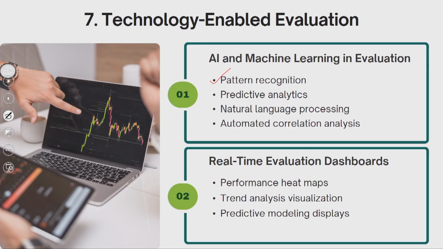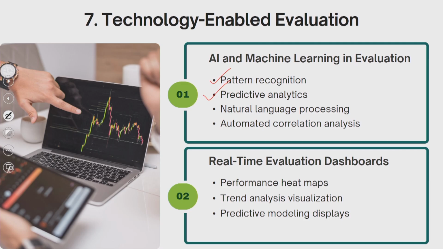The second possibility here is with respect to the predictive analytics. Predictive analytics uses machine learning to forecast learning success before it occurs. Models trained on historical data can predict with high accuracy which employees will successfully apply new skills, struggle with certain concepts, or require additional support altogether. So this enables proactive interventions, personalized learning paths, and more effective resource allocation.